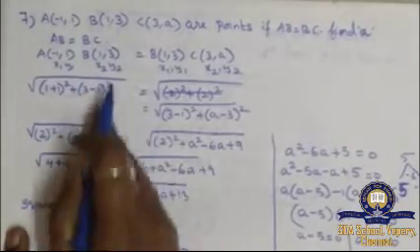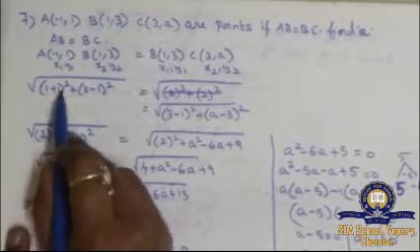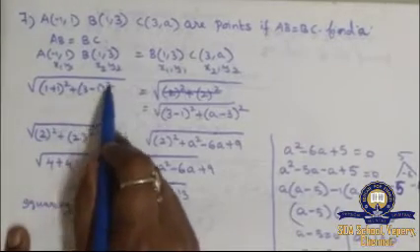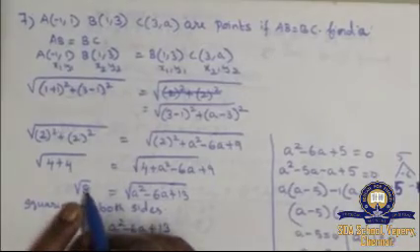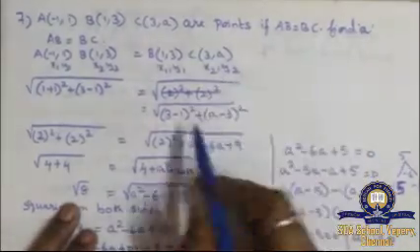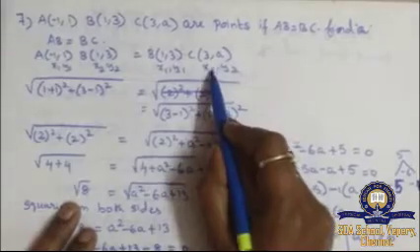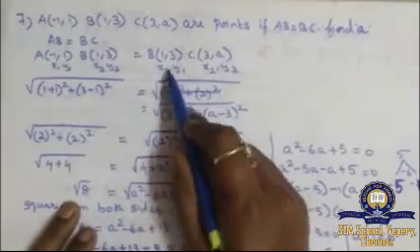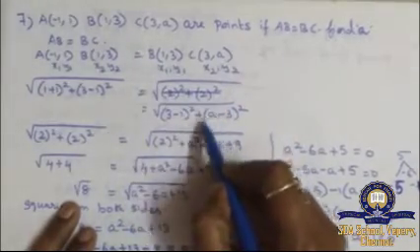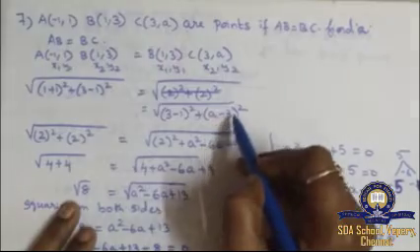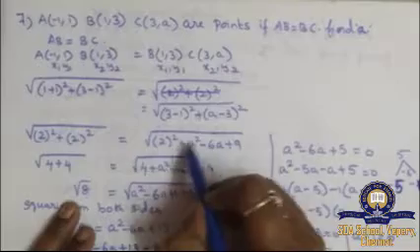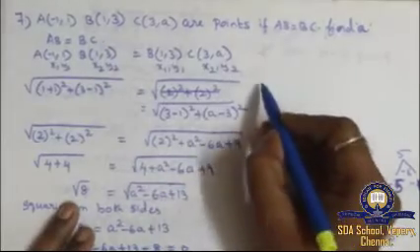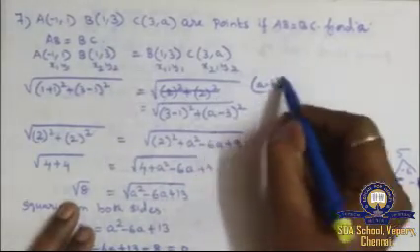Here we'll finish this, then we'll go to this. 1 plus 1 is 2 square plus 3 minus 1 is 2 square. So 4 plus 4, so root 8 we got. Up to this we have seen. Next we'll see this side. BC, root of x2 is 3 minus x1 is 1 the whole square plus y2 is A minus y1 is 3 the whole square. 3 minus 1 is 2 square, plus here we are going to follow the (a minus b) the whole square formula.